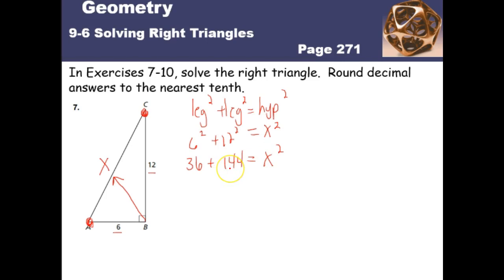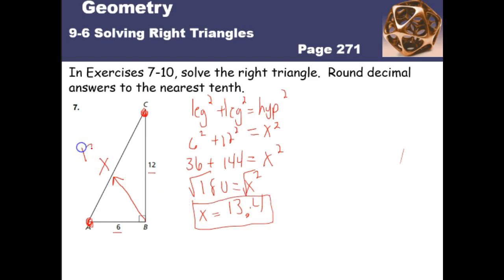Then I'm going to add 36 and 144. I need to get my calculator for that. Hold on, I'm going to pause while I get my calculator. Okay, so I'm all set. 36 plus 144 is 180. And that equals X squared. And then I have to take the square root of both sides. And it turns out that the square root of 180 is 13.4, and we're rounding to the nearest tenth. So 13.4.